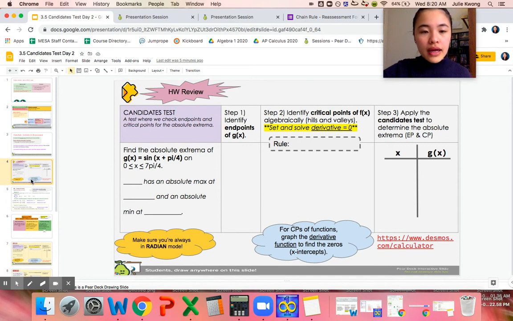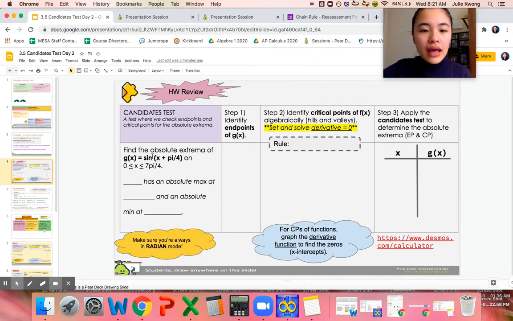Homework that I anticipate was a little bit tricky, and then we'll talk about what your practice is today. So on the homework, there was a question where it said, find the absolute extrema of g of x equals sine of x plus pi over 4 on the interval 0 through 7 pi over 4. It's okay to just write pi as pi.